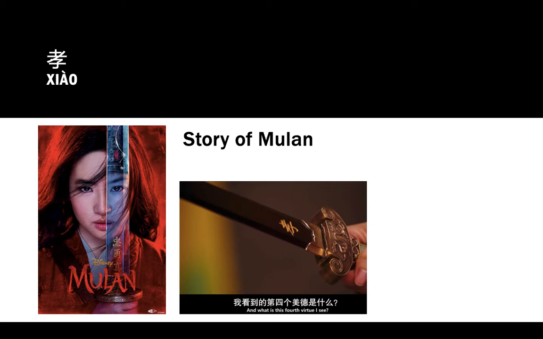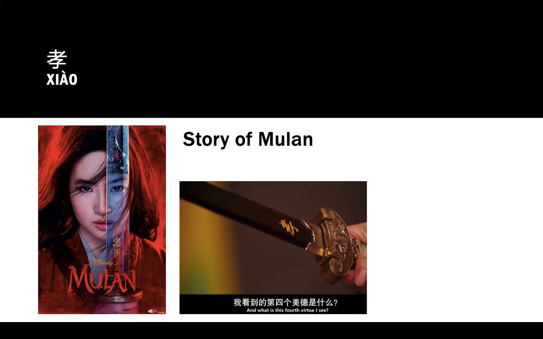And later on, when Mulan, even though she is a girl, she also wanted to show filial piety to her father. So what she did is she disguised herself as a man and she took the sword of her father, and then she joined the army, replacing her father. So this is the way she showed her filial piety to her father, as well as to honor the fame of the Hua family.